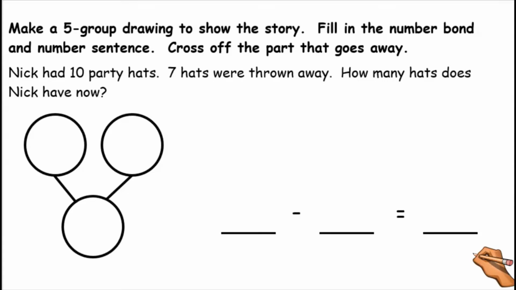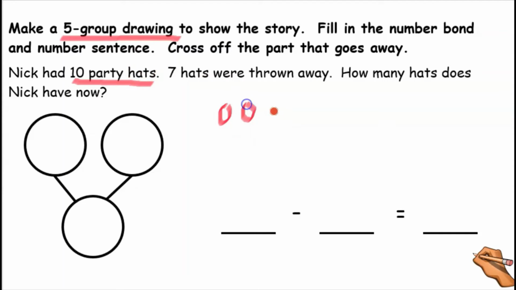Nick had 10 party hats. 7 hats were thrown away. How many hats does Nick have now? Okay, he started with how many hats? 10. So I'm going to draw 10 party hats, but we're doing a 5 group drawing, so that means I'm going to use circles to represent the hats. So we're going to do 10 party hats.